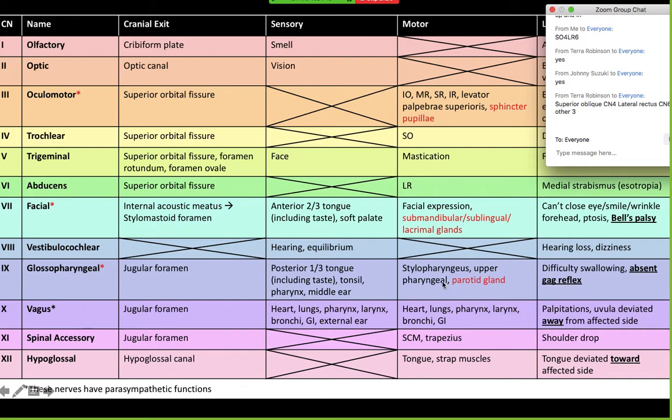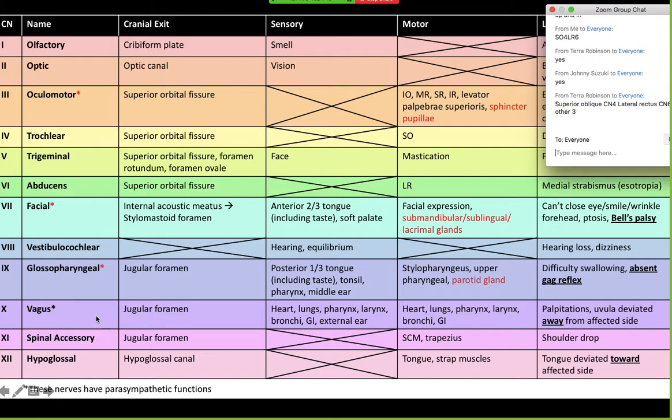So cranial nerve 9, one that they like to ask about a lot is what is the motor innervation of cranial nerve 9? So cranial nerve 9 is only supplying motor innervation to one muscle, and that's the stylopharyngeus. So I would make sure that you circle or highlight this one or something, because they love to ask about it, because it's unique because it's only supplying one muscle with motor innervation. So I think cranial nerve 9 and stylopharyngeus.